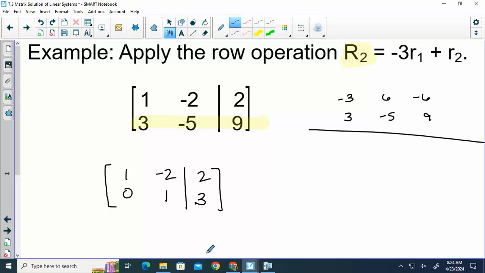If you don't want to show the work out to the side, that's up to you. You could say, okay, I'm going to do -3 times 1 plus 3, that's 0. -3 times -2 is 6. Plus -5 is 1. -3 times 2 is -6. Plus 9 is 3. So it's just kind of up to you and how comfortable you are with that. Does everyone understand that?